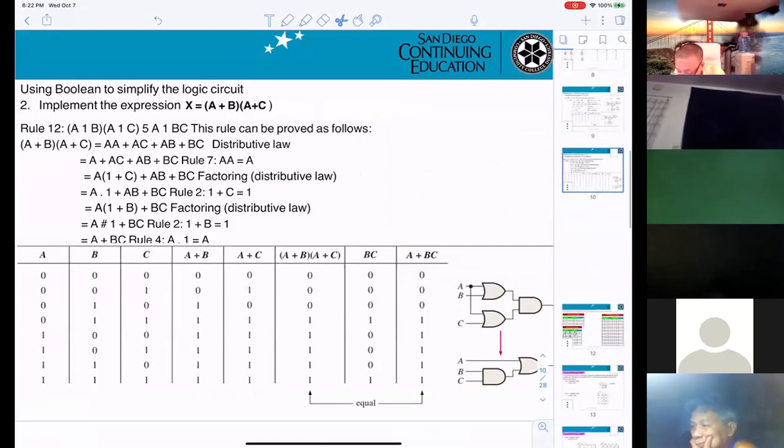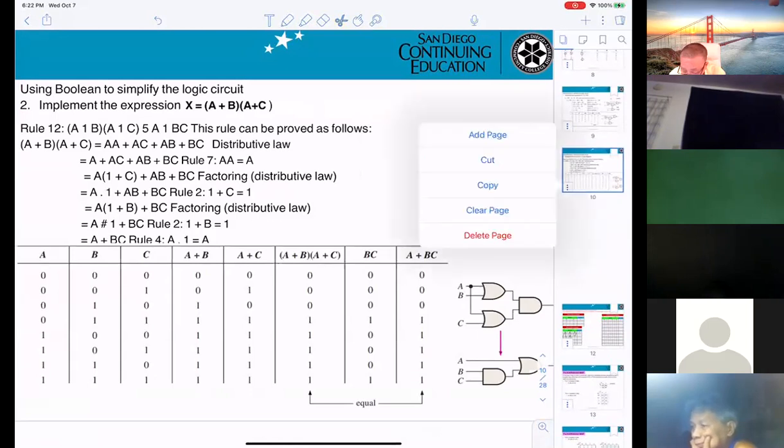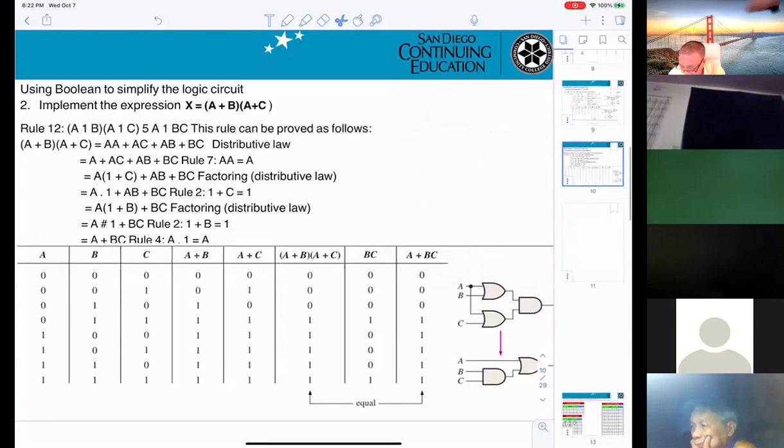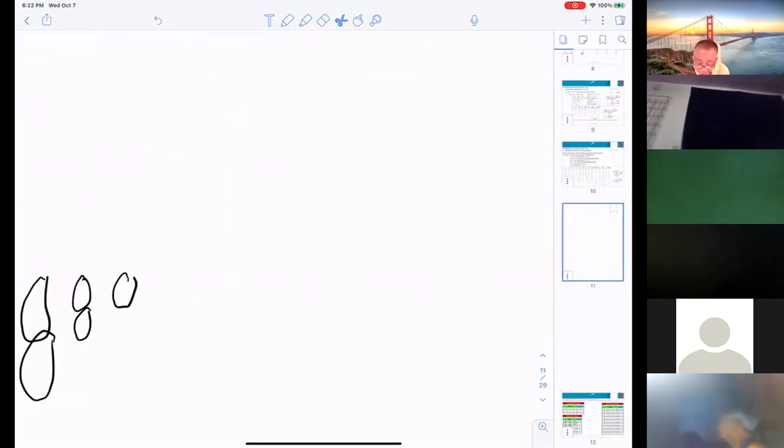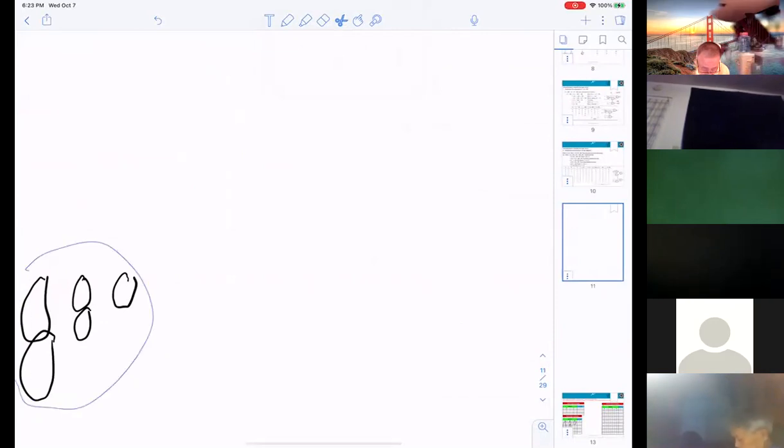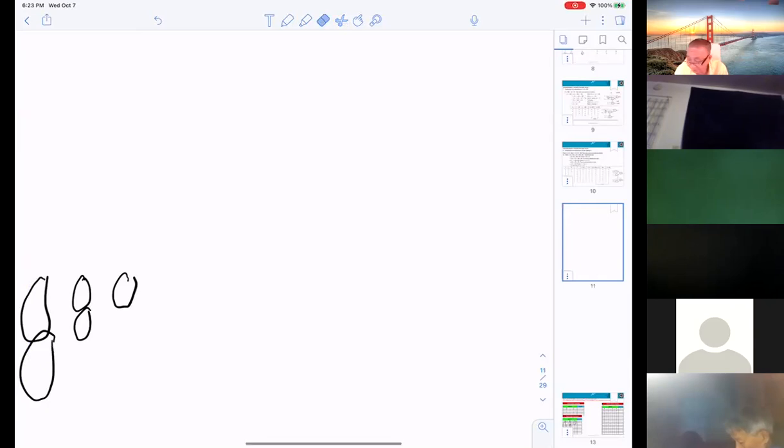Why I add the line. Okay. Why we cannot erase it?